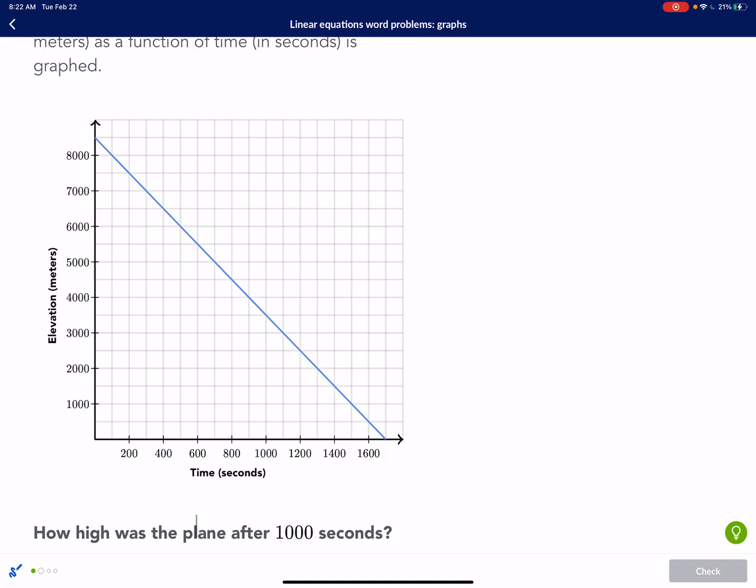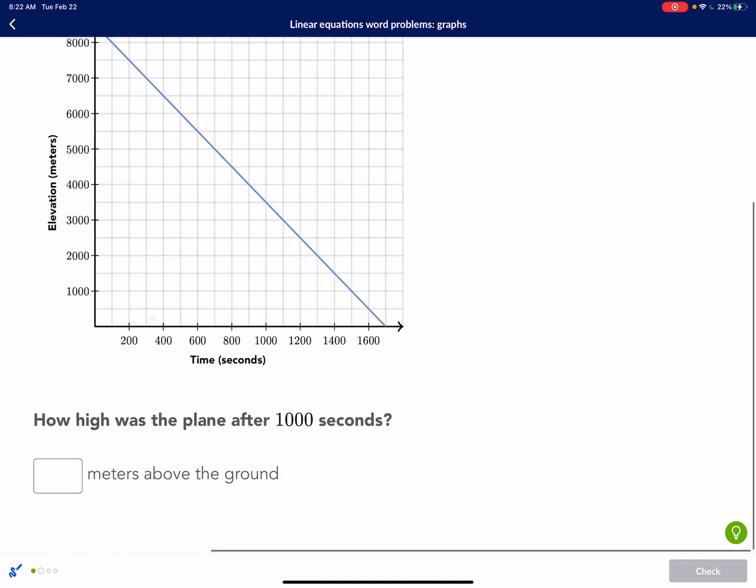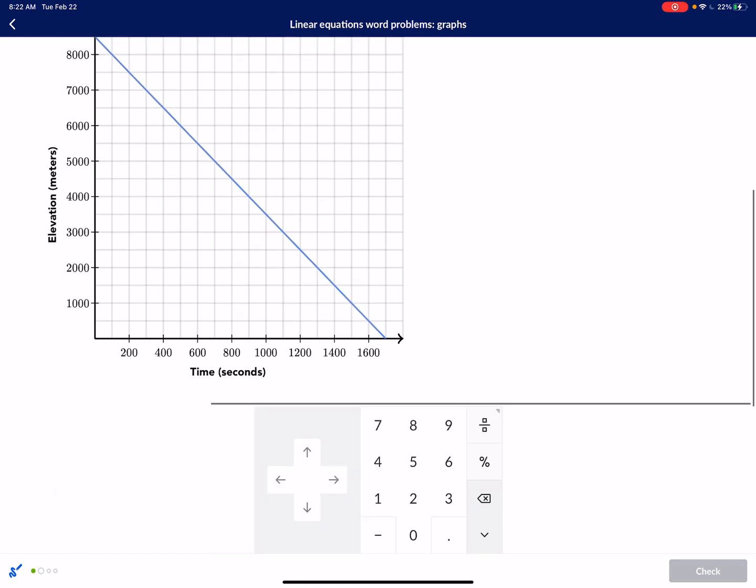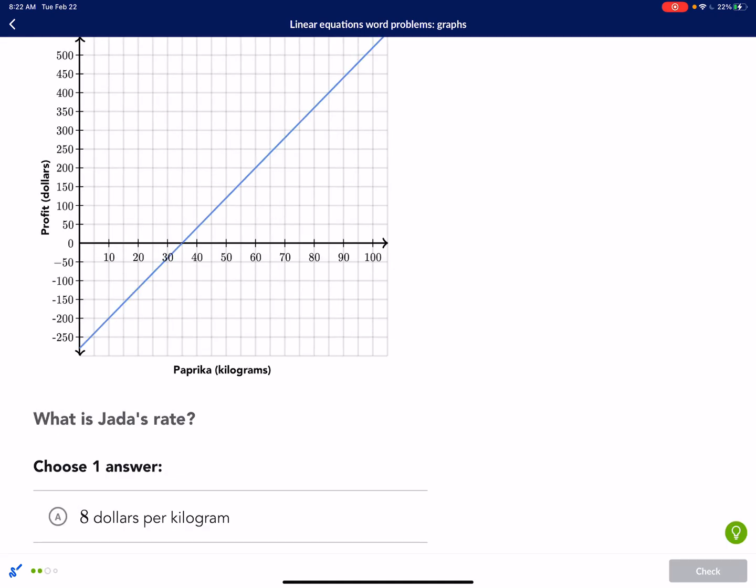All right, let's take a look at this one. How high was the plane after 1,000 seconds? If you take a look, this is the height and this is the time. At 1,000 seconds, it was about 3,500, because right between 3,000 and 4,000 is 3,500. So it's 3,500 off the ground, and we're good to go.